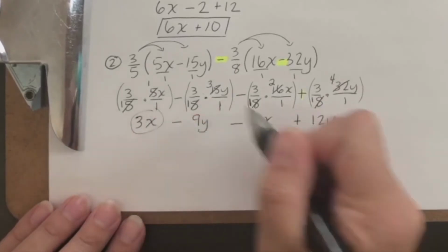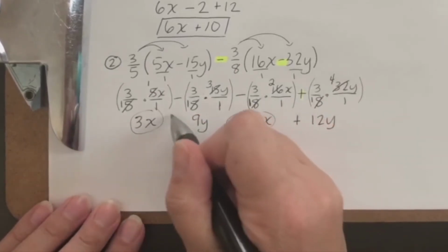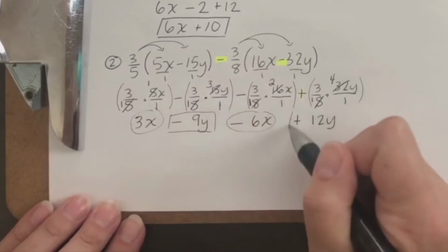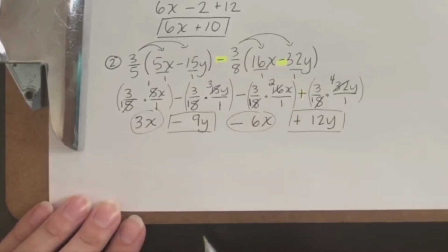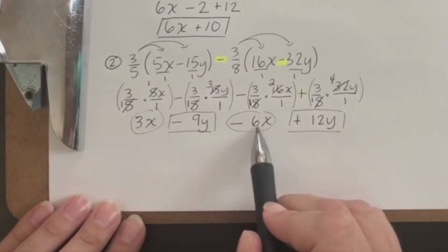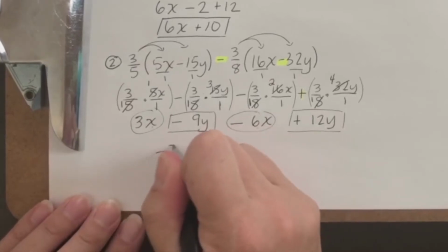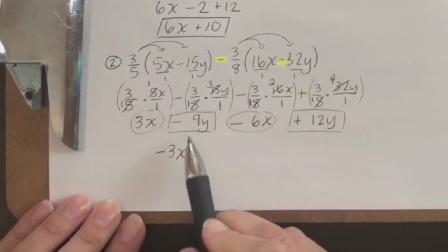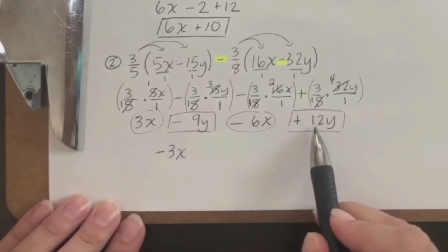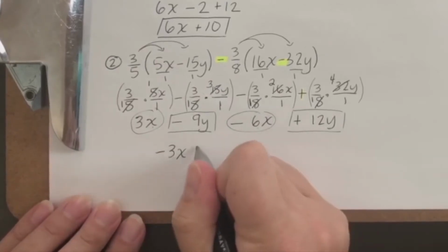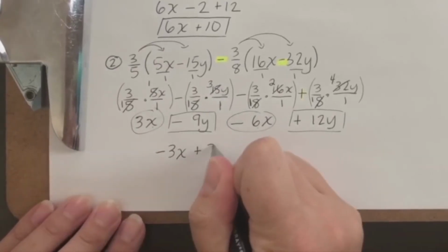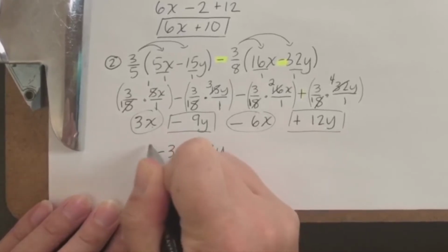Now I can combine my x's and my y's. 3x minus 6x is negative 3x. Negative 9y and positive 12y is going to leave me with positive 3y.